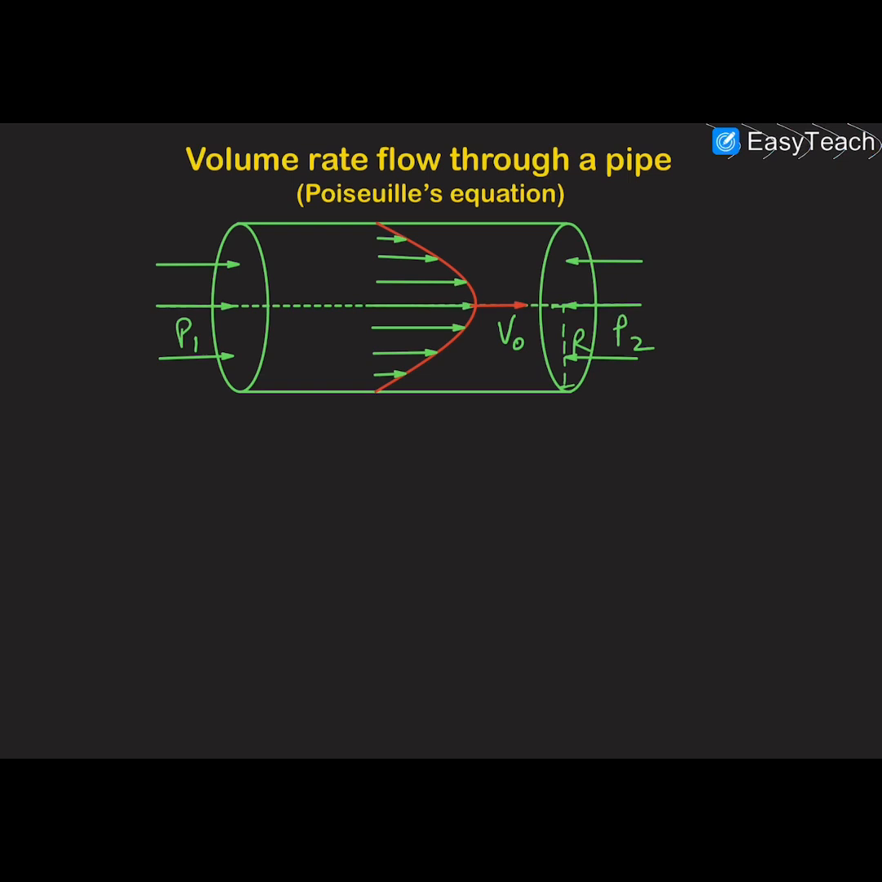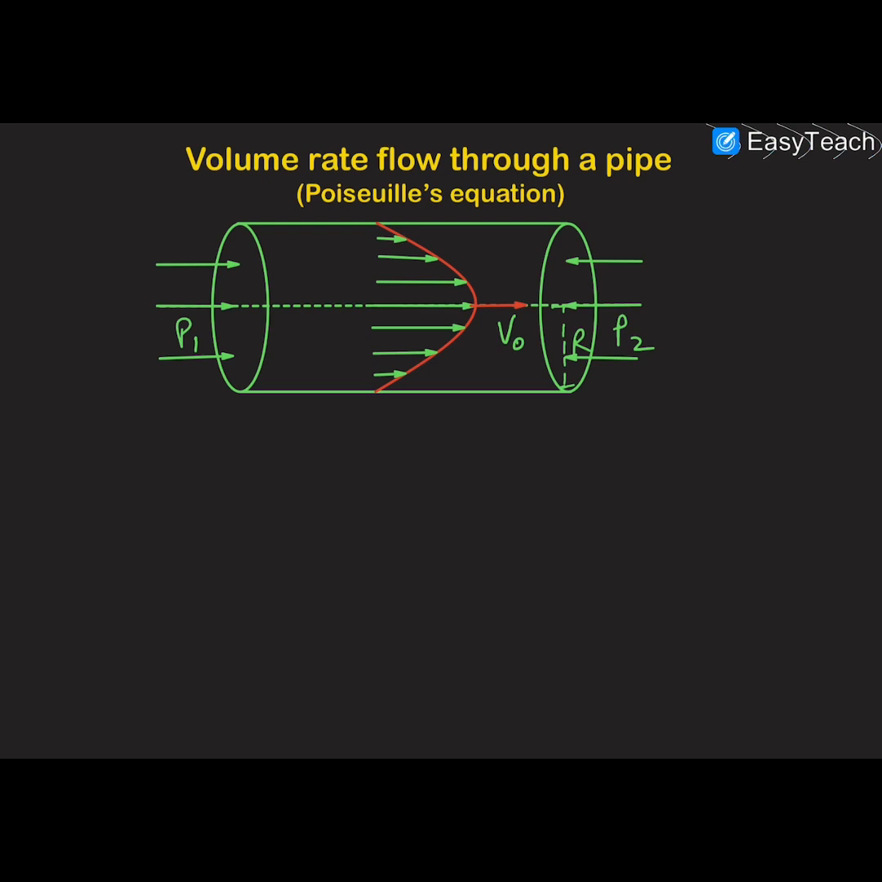In this video we are going to discuss the Poiseuille equation and the volume rate flow through a pipe. Let me tell you what I am talking about. Just imagine a pipe which is containing a flowing liquid, and obviously in most of the cases the liquid flows in laminar flow through the pipe. And laminar flow means that through the pipe liquid flows in cylindrical layers, each layer having a different velocity.